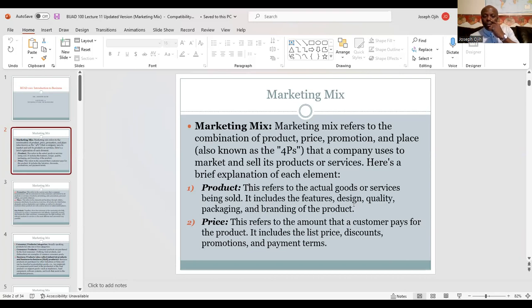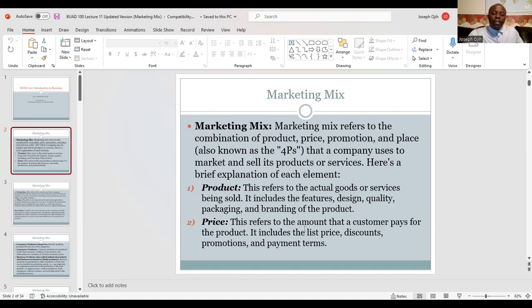Now, first one is the product. Now, we all know what a product is. It means the actual good or service that is being sold. So when you say product, we are also looking at things like the features, design, quality, packaging, and the branding of the product.